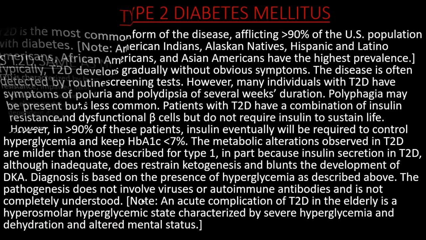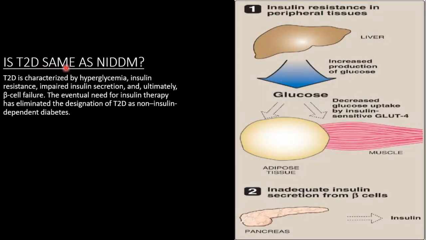So is type 2 diabetes the same as non-insulin dependent diabetes mellitus? Some would say yes, others no, others both. Now let's see. Type 2 diabetes is characterized by hyperglycemia, insulin resistance, impaired insulin secretion, and ultimately beta cell failure. So at first, it will be non-insulin dependent, but as the disease progresses and worsens, and you have a deterioration of the beta cell, eventually there will be need for insulin therapy.